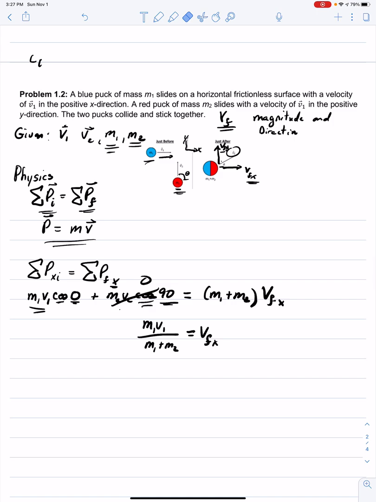Now, if we have done this, too easy. This is too easy a problem. Now let's go to the momentum in the y direction, the sum of momentum in the y direction.